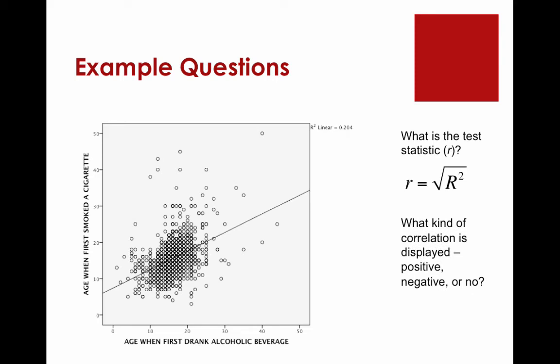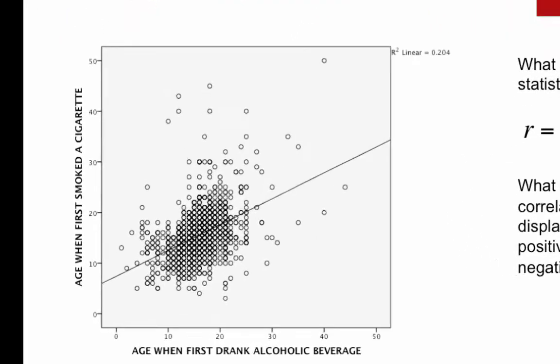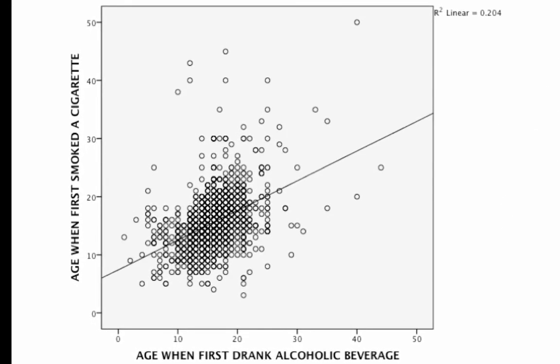What kind of correlation is displayed? Positive, negative, or no correlation? Well, without even looking at the number, let's just look at the scatter plot. What do we see? What's happening to the line as we move from the right on the x-axis and as we go up or down on the y-axis? This is demonstrating a positive correlation.